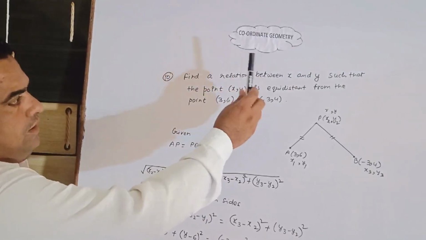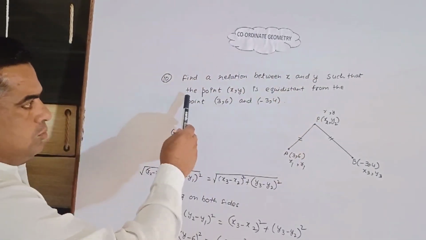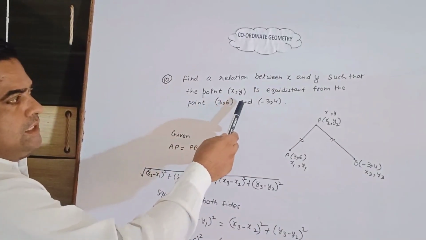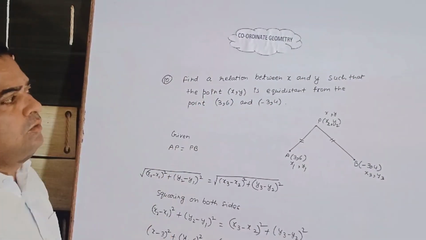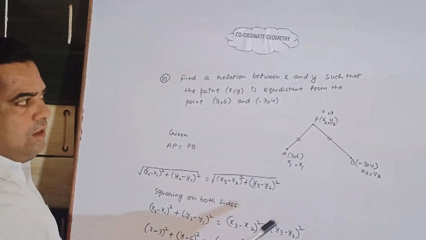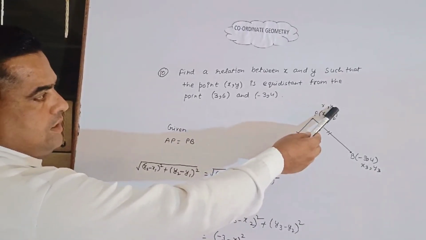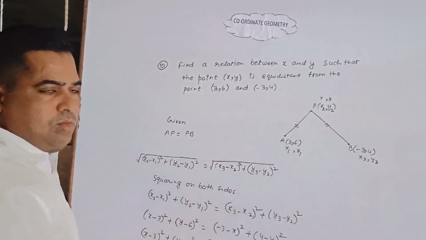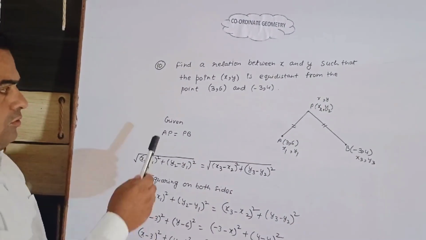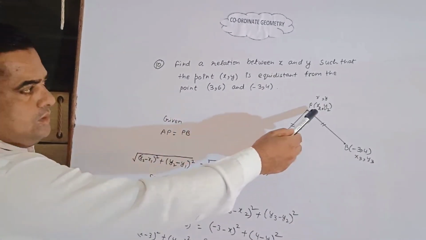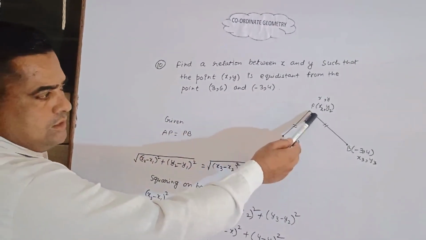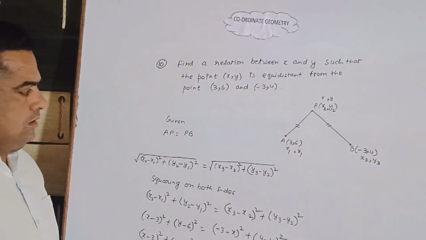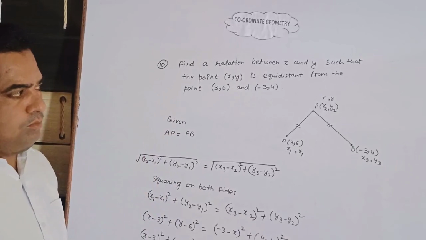Find a relation between x and y such that the point x comma y is equidistant from the points 3 comma 6 and minus 3 comma 4. We are making a figure in which x y is equidistant from 3 comma 6 and minus 3 comma 4. Now students, what is given here? The value of AP is equal to the value of BP. Both the distances are equal. We have written here AP equals BP.